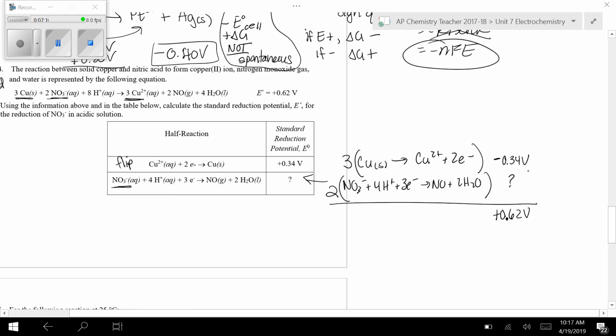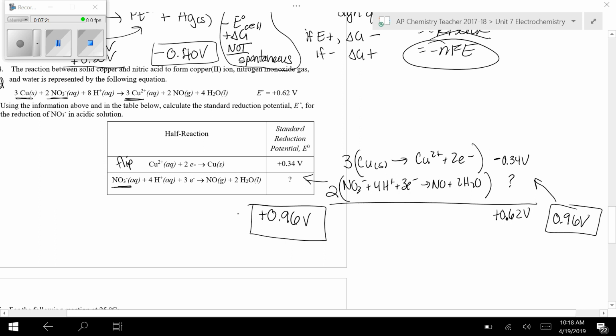So we know 0.34 plus something is 0.62. So this number ends up being 0.96 volts there. So our unknown standard reduction potential is 0.96 volts.